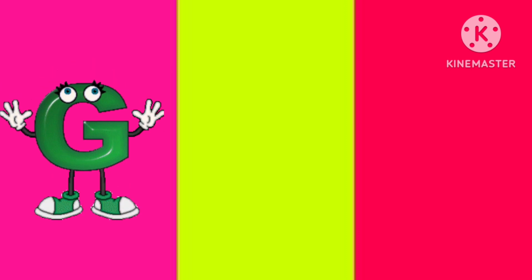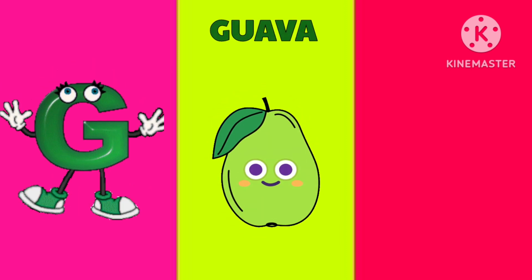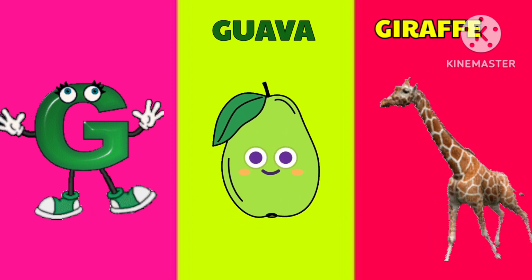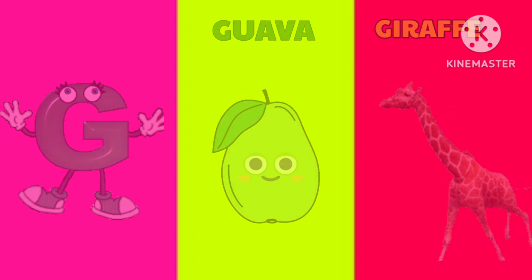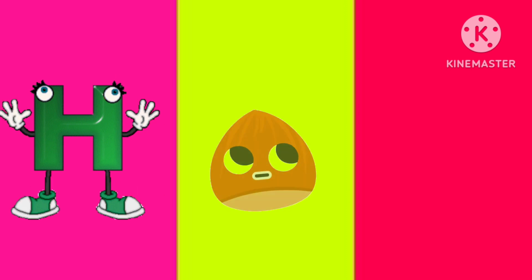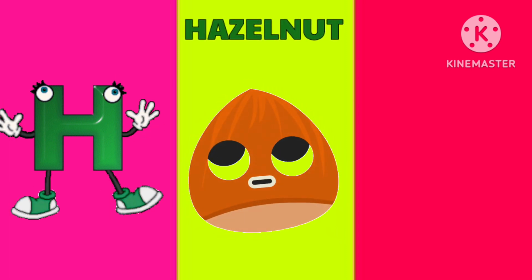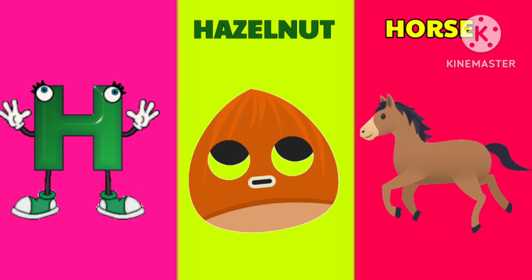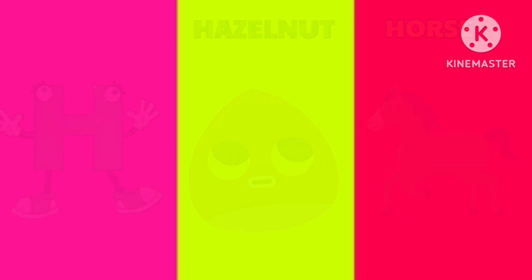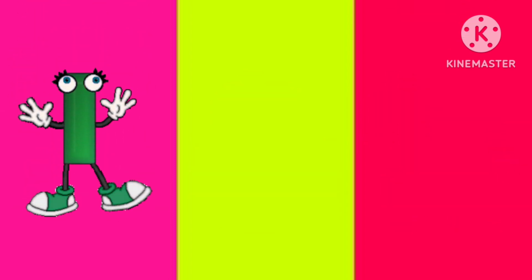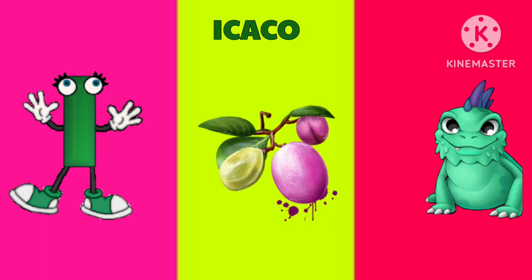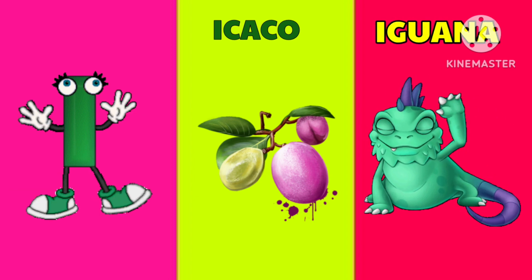G. G for Guava. G for Giraffe. H. H for Hazelnut. H for Horse. I. I for Icaco. I for Iguana.